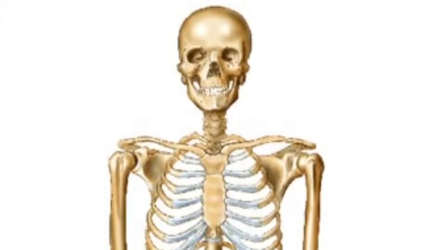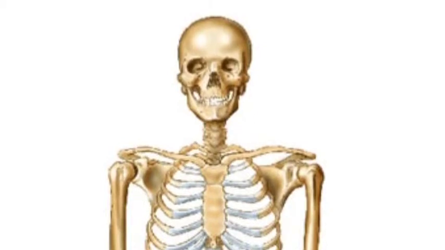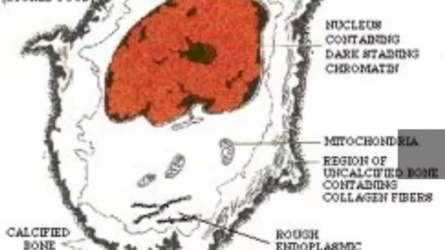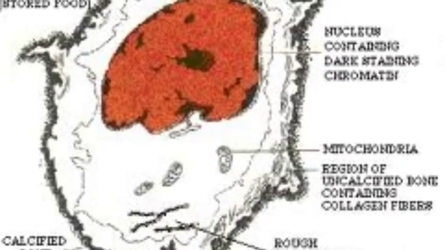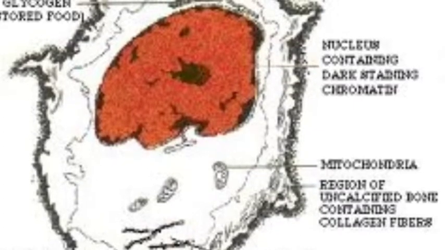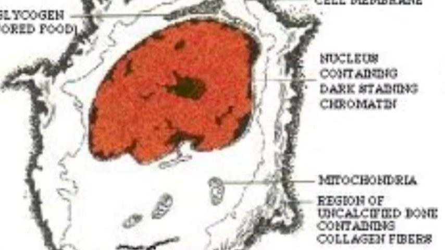As you can see, we have the average human skeleton. However, without cells, this skeleton would not be held together. This is our average bone cell. As you can see, it looks almost like any other ordinary animal cell. It includes all of the membrane-bound organelles.